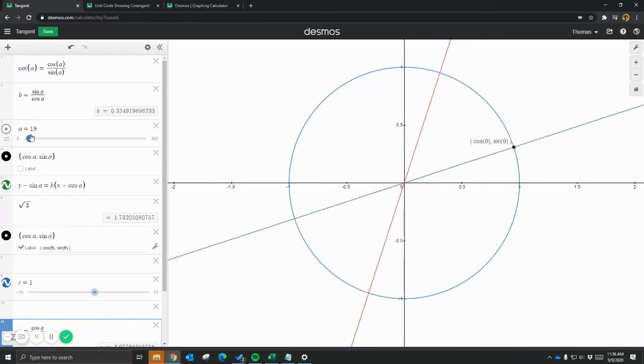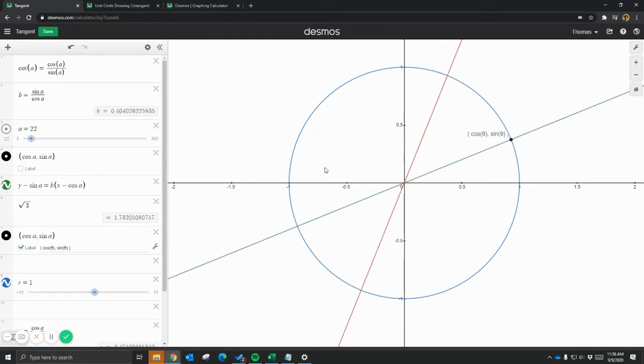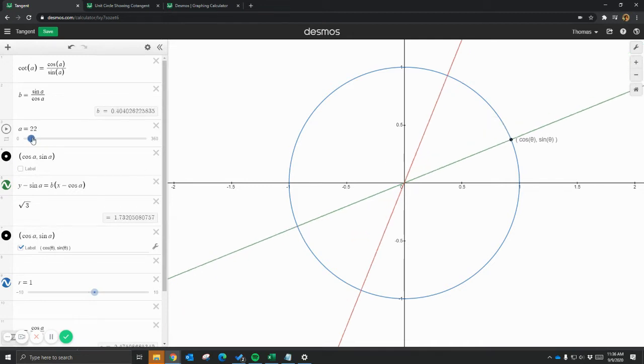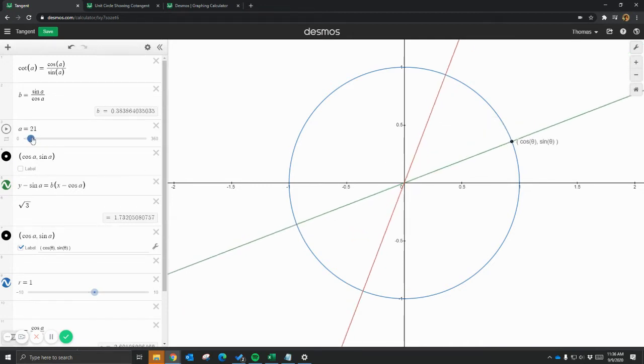Now think about what this means. Let's say, for example, that the slope of this green line is 1/2. Well, that means that the slope of this red line, cotangent, would be 2. And so they're reciprocals of each other. It's pretty straightforward. You can even see it here.